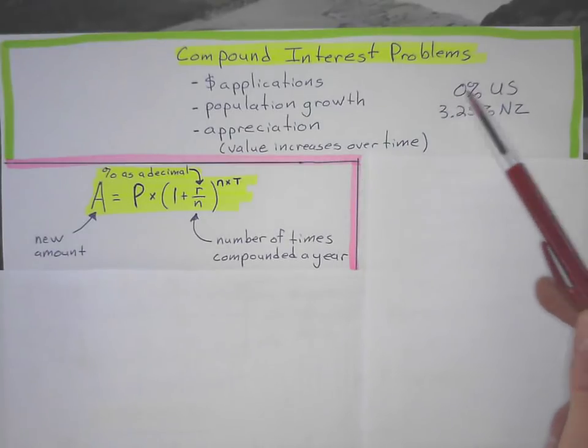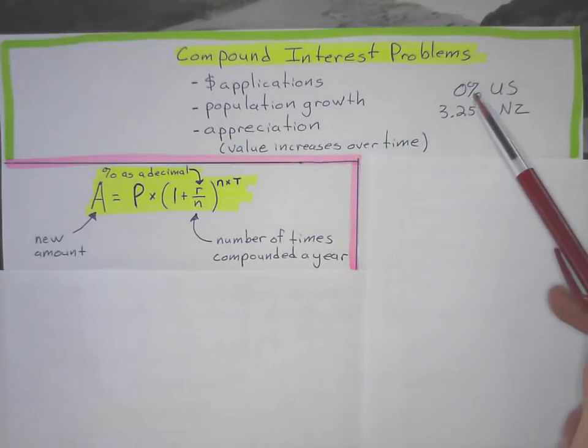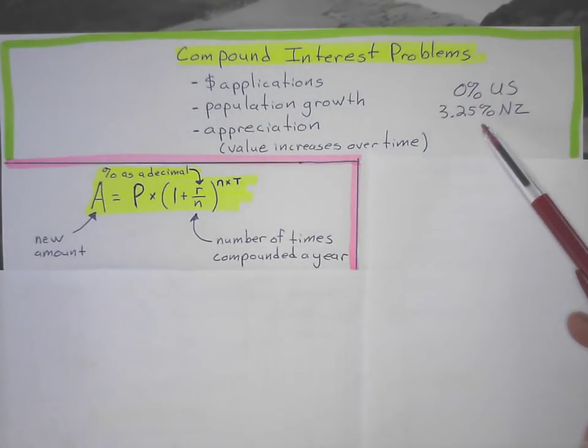And over here I just put an example for savings accounts, the difference between the U.S. and New Zealand. In the U.S., you're not going to get a very high interest rate on a savings account. In fact, you might get somewhere around 0, whereas in New Zealand we get about 3.25% interest for a savings account, depending on how much money you have in there.